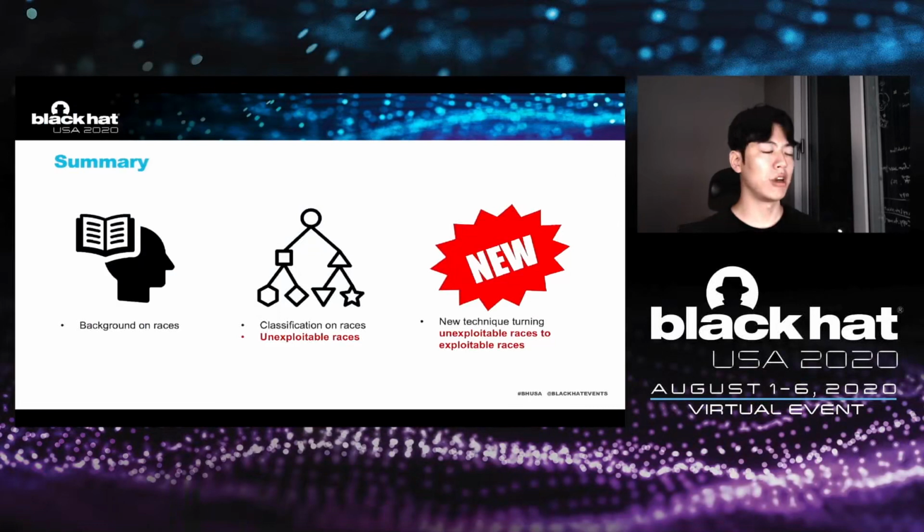We present our talk in roughly 3 steps. First, we briefly introduce the race condition as a background, and then we classify the race conditions into several types to explain which type of race condition is unexploitable. Finally, we present our new method to transform such a race condition exploitable.